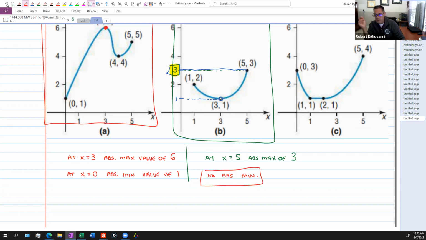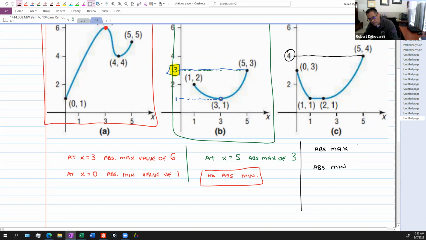Okay, I need to move on time-wise. On the next one, all I'm going to do is tell you the absolute max and the absolute minimum. The maximum value I get here is 4. Minimum-wise, notice that it flattens out here, and that value is 1. So the lowest value I ever get is 1. Questions on that?